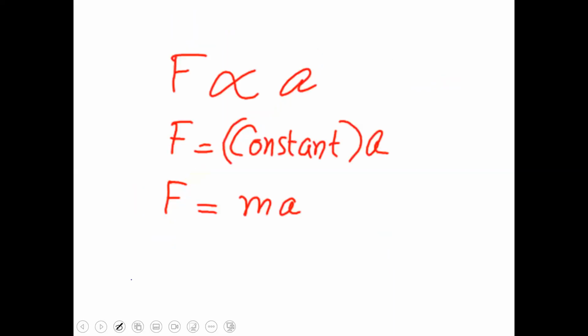Resultant force is directly proportional to m a. When you remove the proportionality sign, you always have to put a constant, and the constant is mass here. Newton had a strong idea that mass is a universal constant.